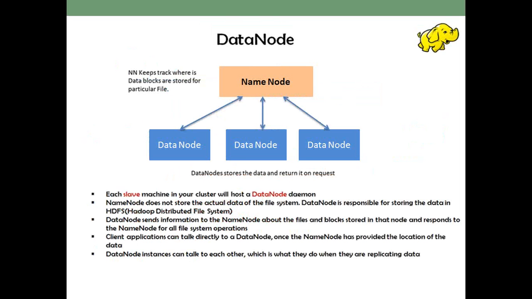The name node does not store the actual data of the file system. The data node is responsible for storing data in HDFS. So in production or real time, the name node will be installed on a separate machine, and the data node will be installed on separate machines.